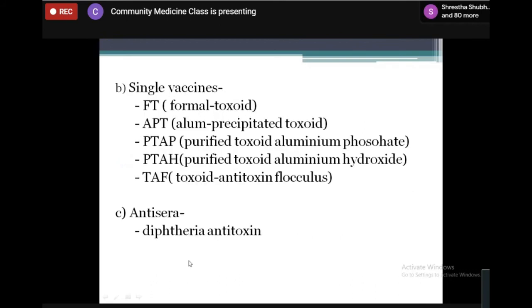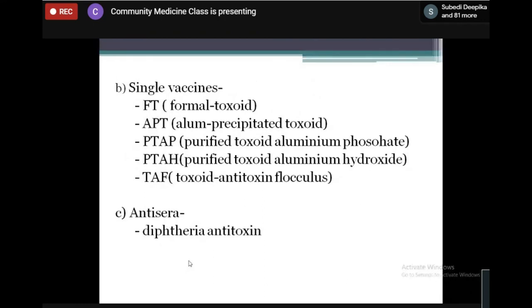And in single doses, single forms also, they are available in the market, but we don't use them, like FT, formal toxoid, alum precipitated toxoid, purified toxoid aluminum phosphate, purified toxoid aluminum hydroxide, toxoid antitoxin flocculus. So these are available in the market, but we don't give them because we believe in patient compliance. And antisera can also be given. Diphtheria antitoxin also can be given, I mean available. Okay, that's why we give it.